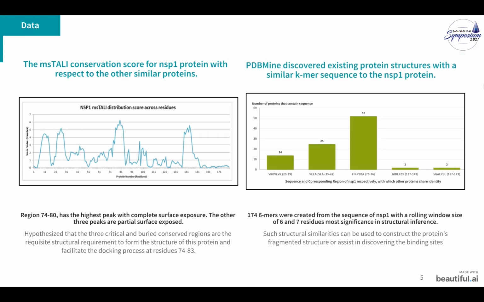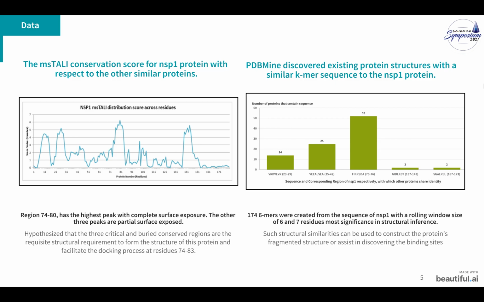The MS-TALLY conservation score for NSP1 protein with respect to other similar proteins yields the following graph. We see 4 peaks, out of which mutation 2 lies in the region of 74 to 80 that has the highest peak with complete surface exposure compared to other 3 peaks which have partial surface exposure. It can be hypothesized that the 3 critical and buried conserved regions are the requisite structural requirement to form the structure of this protein that facilitates the docking process at residue 74 to 83.